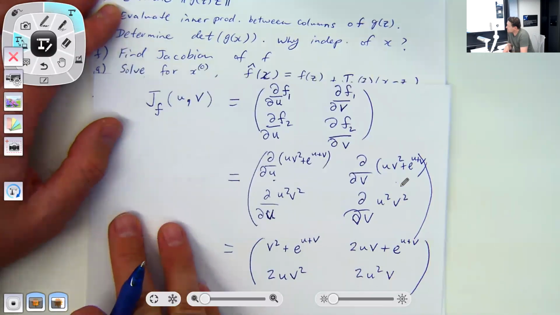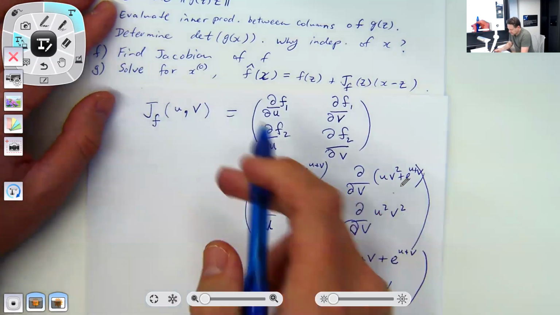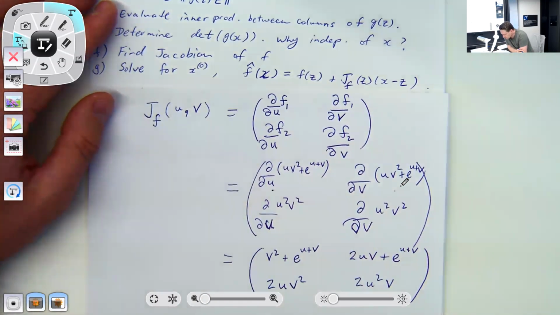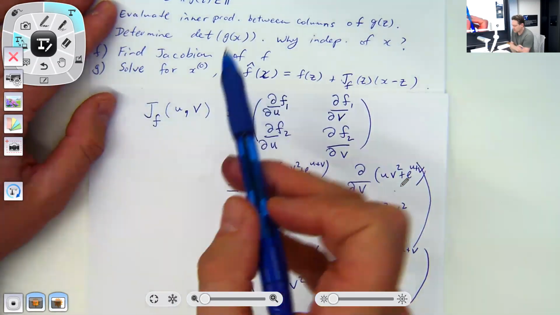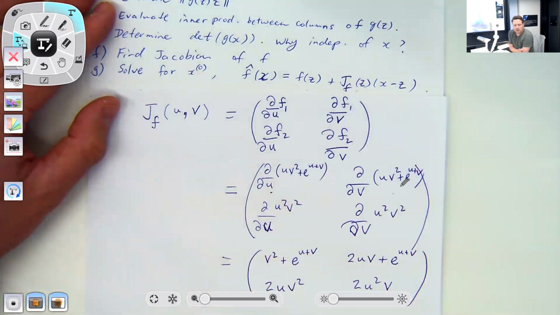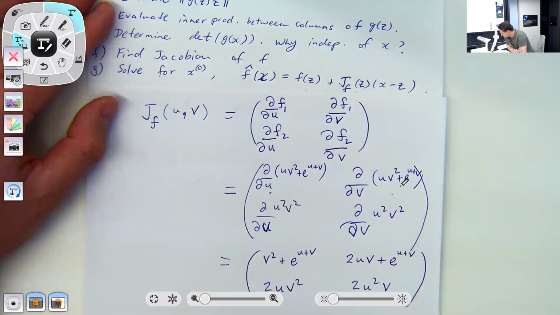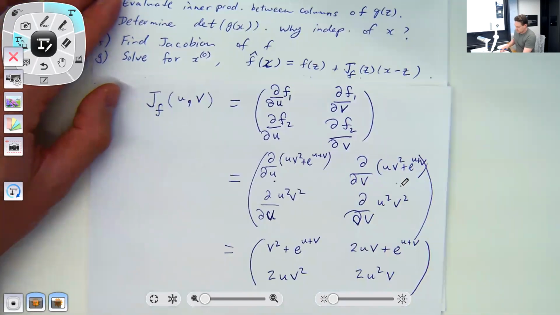Now the next question says, solve for x superscript 0, where we're taking a linear approximation. We've got this function f with a hat on it, and it's given by this expression where we have the Jacobian here. So let's first write that out. Actually, what I want to do first is sub in 1, minus 1, in other words, sub in z into the Jacobian, because that'll be simpler. So let's do that first.